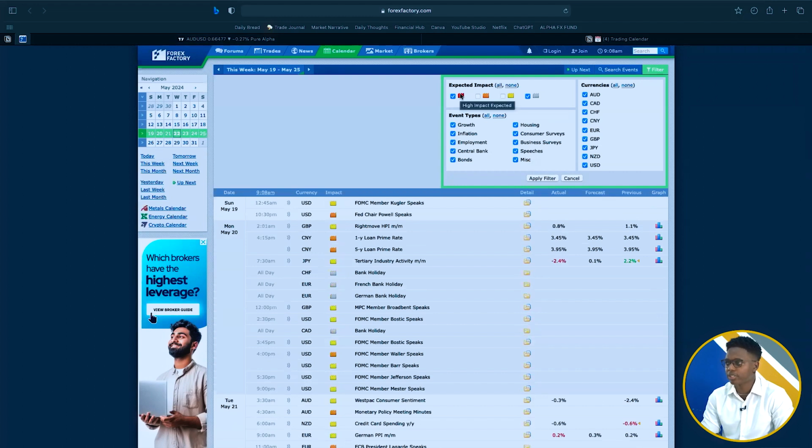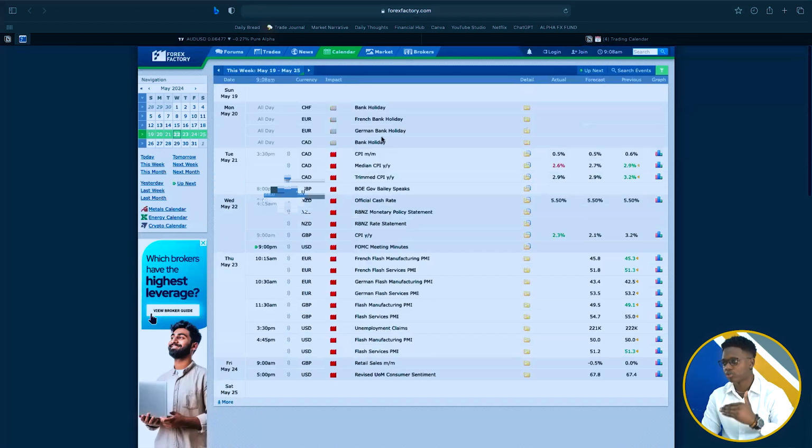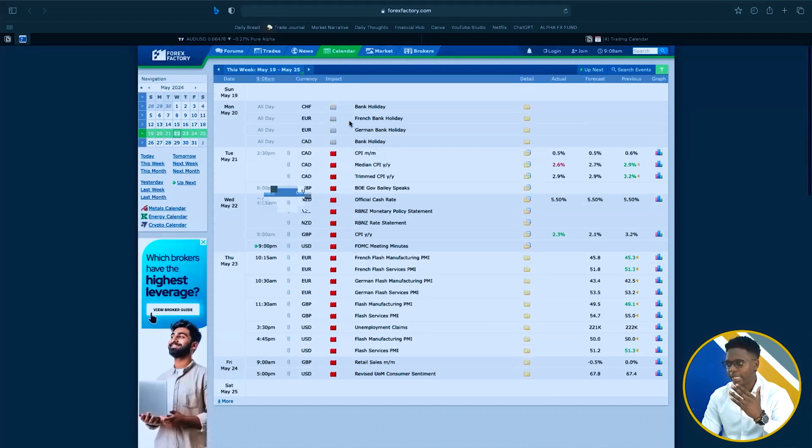Now this high impact news data is highly going to affect the pairs that we trade, okay? And the gray one, I leave it because it's non-economic. It gives us holidays, for example. I'll show you. So you come, remove those two, apply filter, okay? Now you can see how it's removed all those news, those noises, and this is what I'm left with. Now this is what I'll pay attention to.